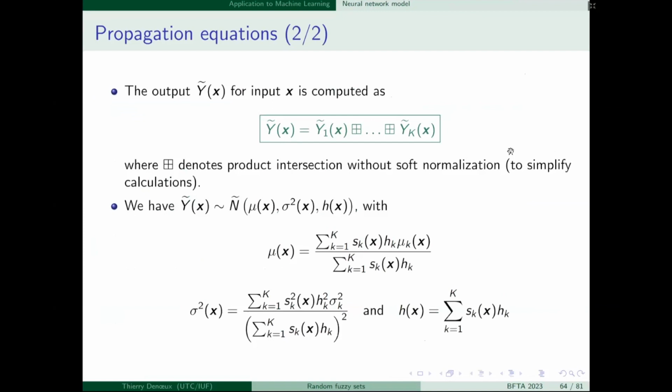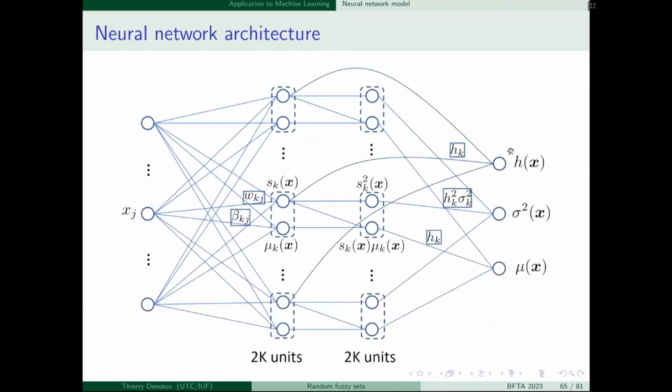And so now we can compute the parameters for this. So mu of x is some weighted sum of the mu_k of x. The sigma squared is also some combination of the sigma_k squared, and h of x is a sum. The precision is the sum of the precisions of each of these random fuzzy numbers.